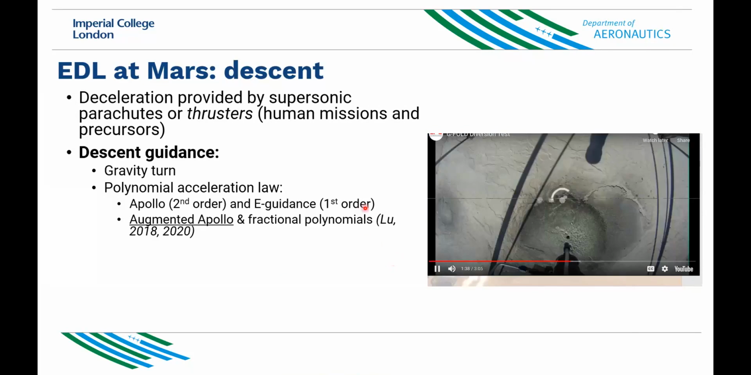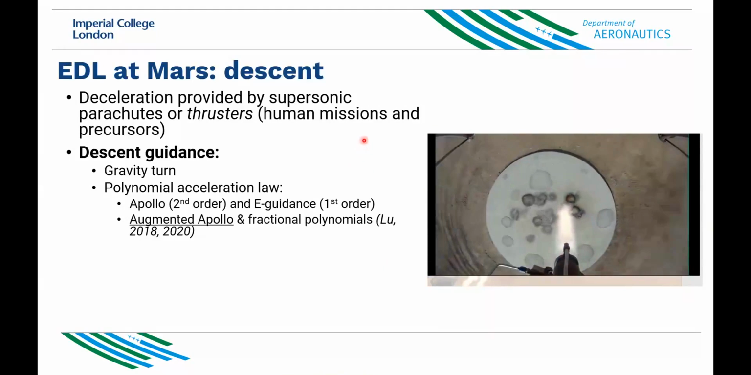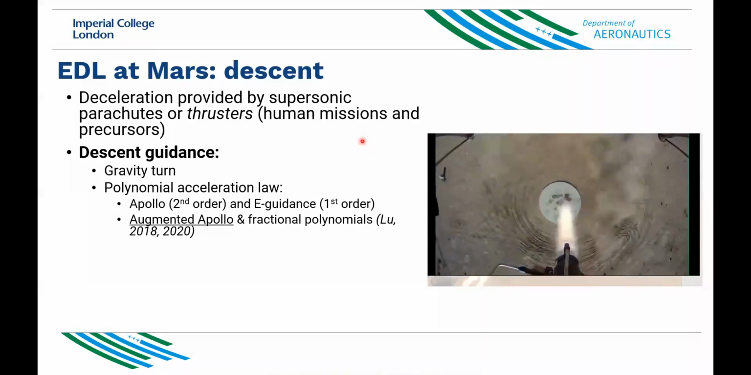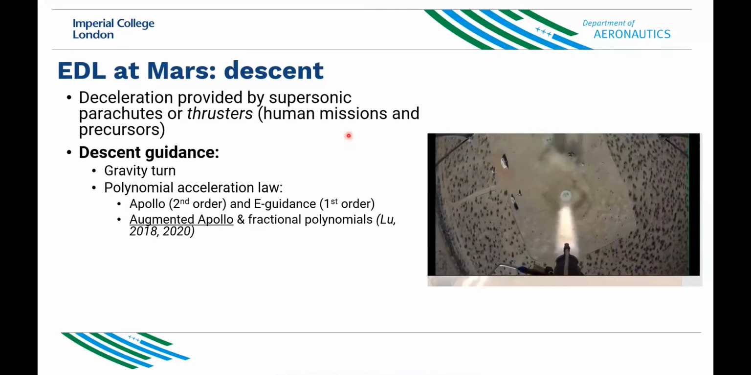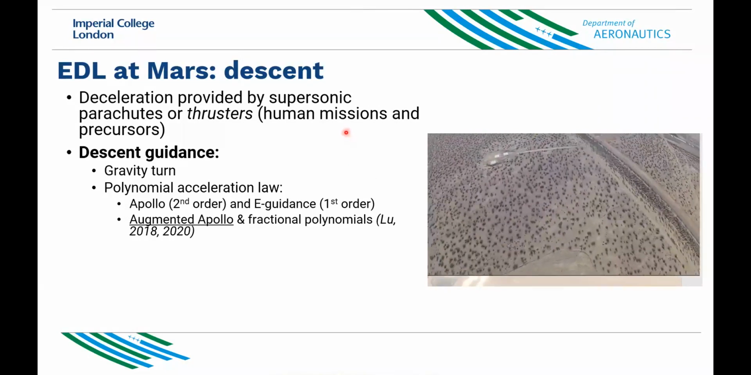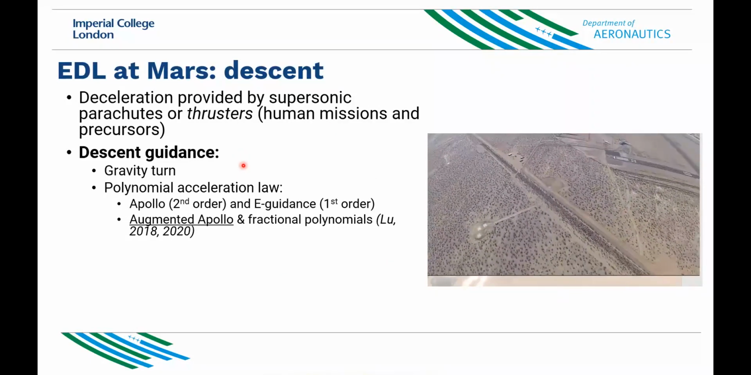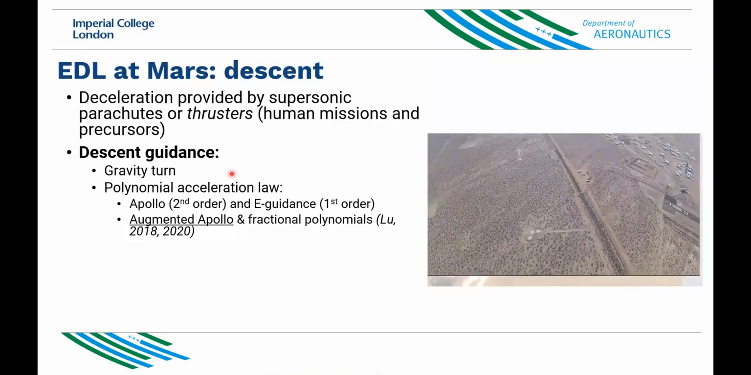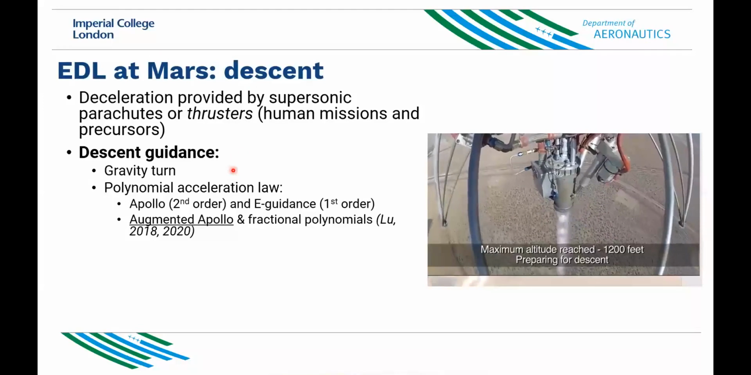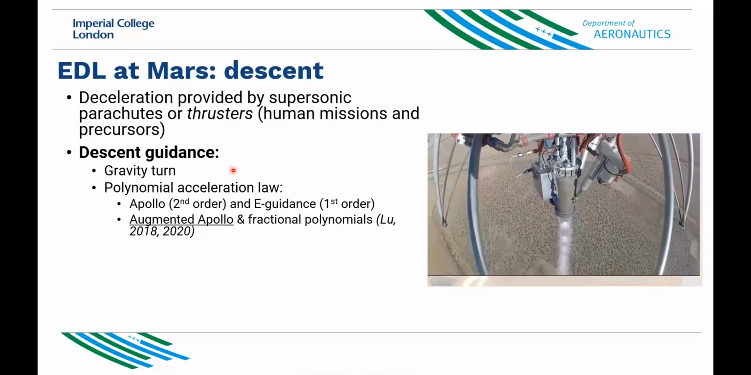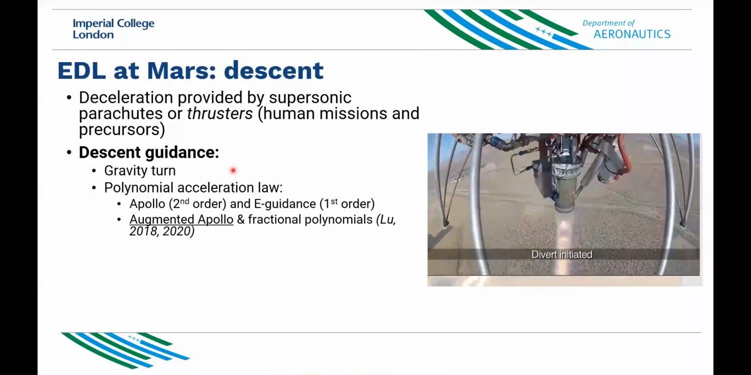Regarding the descent phase, we usually have to dissipate the final kinetic energy after the entry through some form of system like supersonic parachutes or thrusters, which allow for high mass payloads. And regarding powered descent in particular, the simplest form of guidance is to simply execute a gravity turn, which means that the thrust vector is oriented in the direction opposite to the velocity in order to maximize the energy that's dissipated.